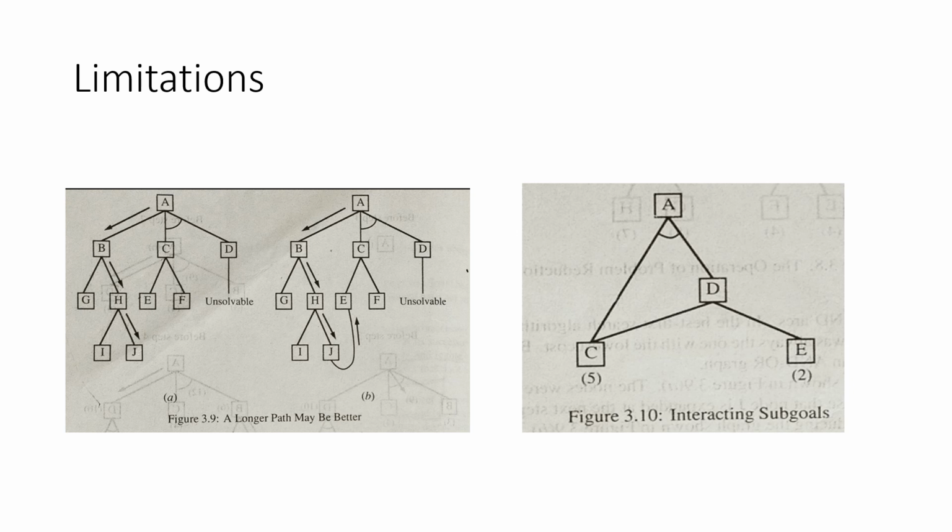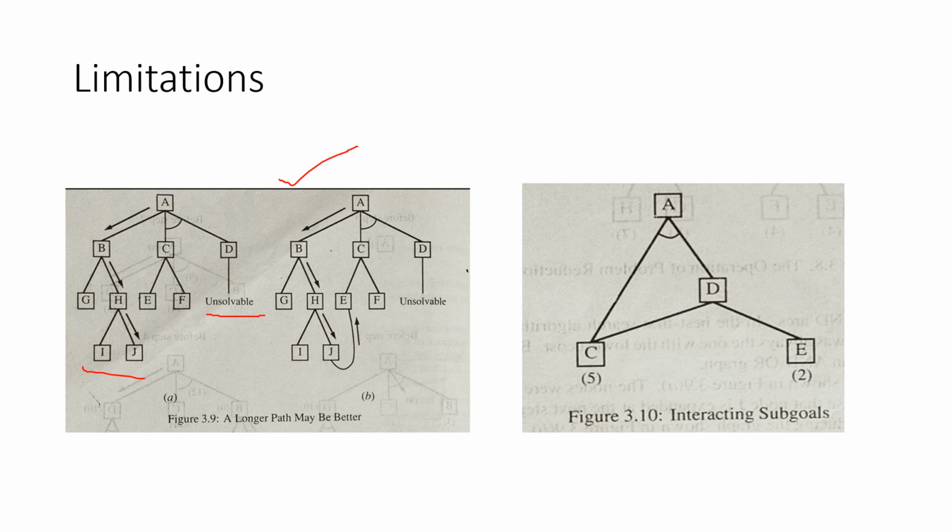So here so far, we saw that AO star is powerful, but like every AI algorithm, it has limitations. We can see in the first figure, that is left figure, that the shortest looking path is always the best. So this is not always true in AND OR graphs. So here we can see that from A, there are multiple ways to solve the problem. One path looks shorter and another path looks longer actually. But the shortest path leads to unsolvable sub-problems. So the longer path leads to the solution.